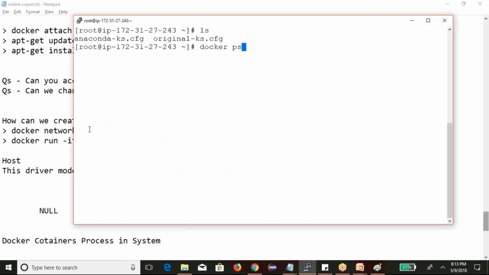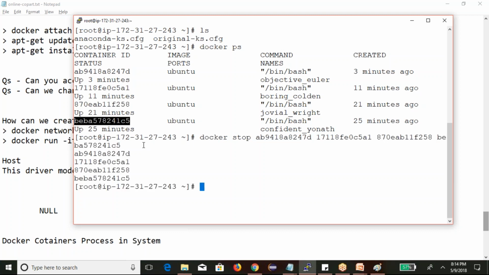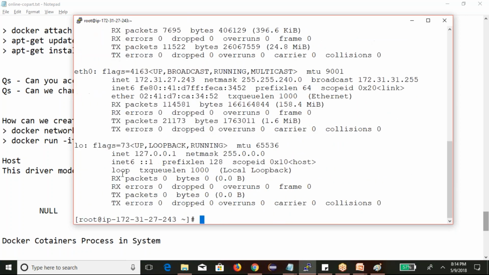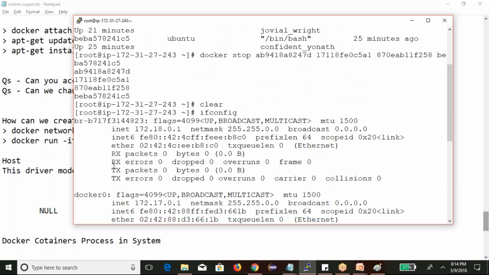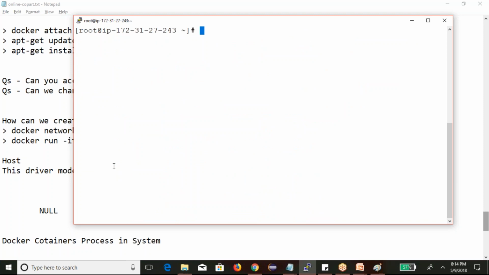So let me do one thing. Let me clear all these processes. Let me stop. Docker stop, container here, here, here. I stop all the containers. Let me show you the interface. If I do ifconfig, the moment you kill that container, the interface is going to disappear. So the virtual interface is only available when the container is running.